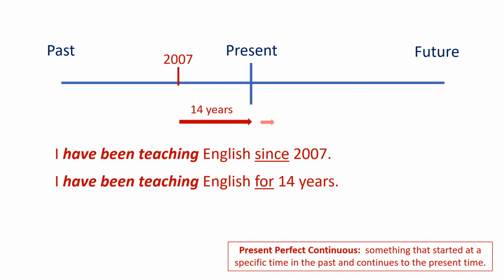When talking about a period of time, we use for. For example, for 14 years. You only use since when talking about a specific point of time in the past. For example, since 2007.